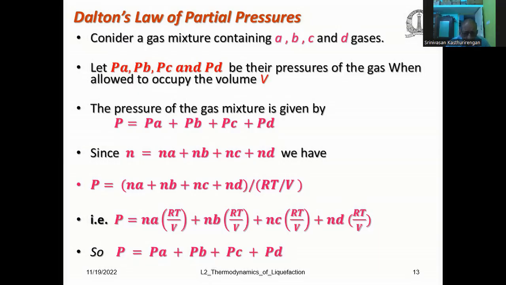I think there is a small mistake here, but anyway, it doesn't matter. We write P is equal to NaRT by V plus NbRT by V plus NcRT by V plus NdRT by V, which is nothing but PA plus PB plus PC plus PD. So that means the total pressure is nothing but the sum of all the partial pressures of the gas molecules.